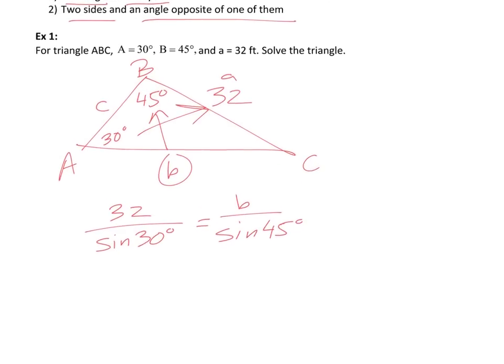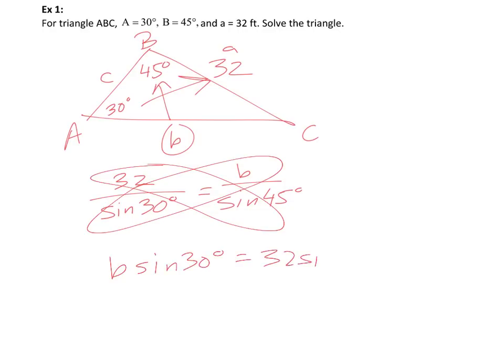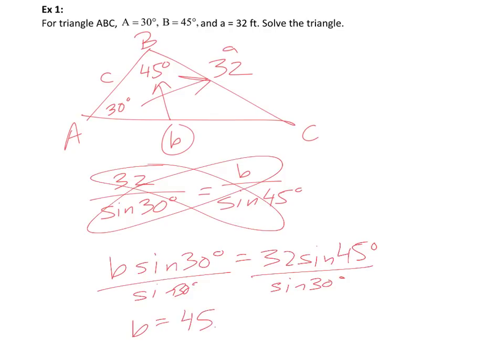Now we just have to isolate b. I'm going to cross multiply, and I get b times sine of 30 degrees is equal to 32 sine of 45 degrees. Then I just divide by sine of 30, and I get b is equal to 45.25. In this case, it'll be feet.